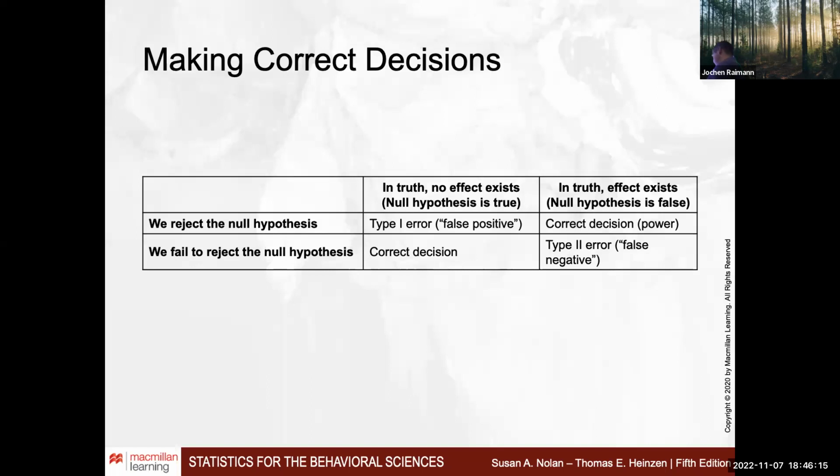Or with the type 2 error, you try to mitigate useless research that is underpowered and doesn't really give you the information and the certainty in your estimate that you actually would need. So these are the two main reasons why you set these maximal levels of error that you're willing to accept.